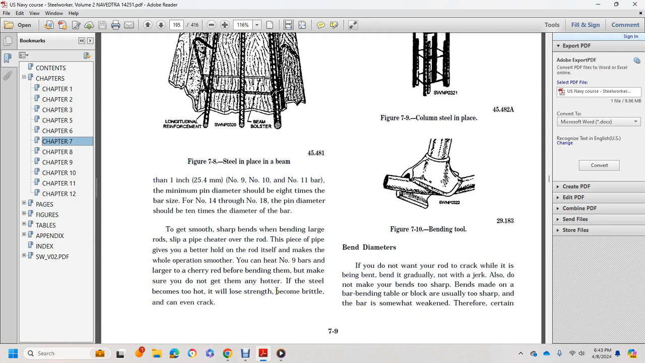You get smooth, sharp bends when bending a large rod. Slip a pipe, called a cheater, over the rod. This piece of pipe gives you a better hold on the rod itself and makes the whole operation smoother. You can heat number 9 and larger bars to cherry red before bending them, but make sure you don't get them any hotter. If the steel becomes too hot, it will lose strength and become brittle and can even crack.